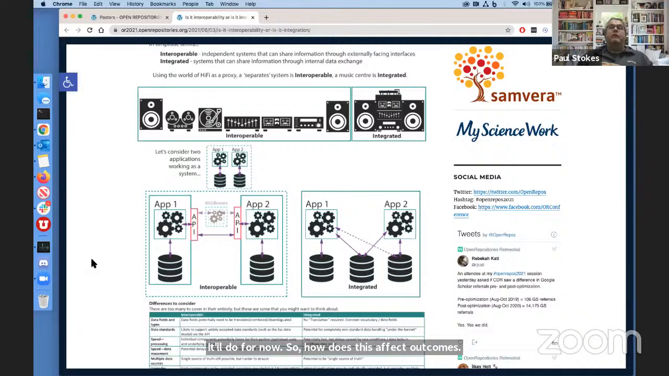What do you need to consider when deciding whether to go down the interoperable or integrated route, or even a hybrid route? Well, as is always the case, it depends on what you're trying to achieve. Some things you might want to take into account include data fields and types. Do they need to be translated, combined, disambiguated? Do they support widely accepted data standards? Speed of operation. Does the architecture or the infrastructure lead to processing or transmission delays? Upgrades. Will component upgrades have a knock-on effect on other components?